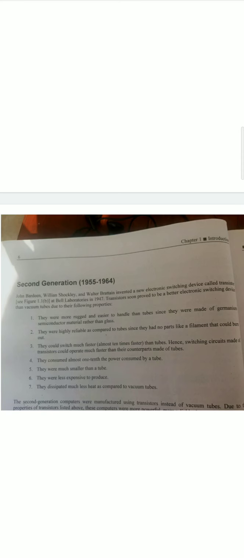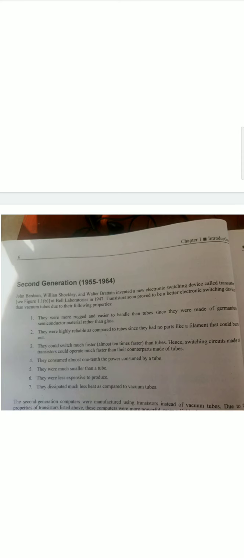Transistors were more rugged and easier to handle than tubes since they were made up of germanium semiconductor material rather than glass. They were highly reliable as compared to tubes since they had no part like a filament that would burn out. Transistors switch much faster than tubes, hence switching circuits made of transistors could operate much faster than their counterparts made of tubes.